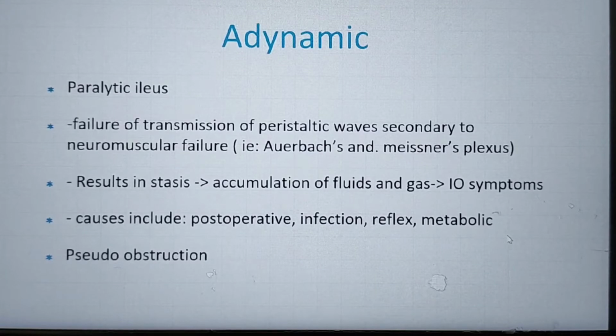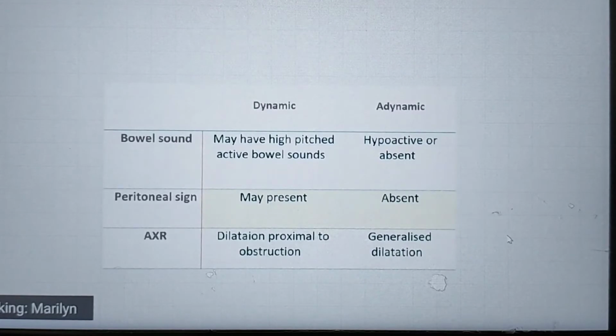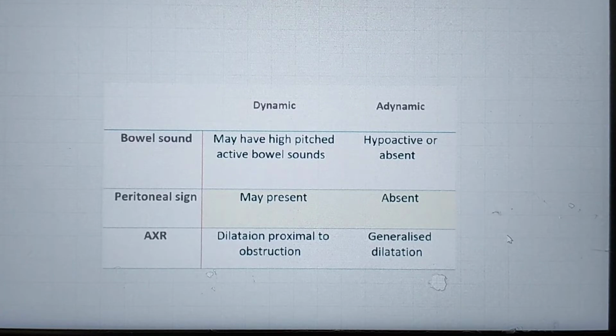Okay, so in differentiating dynamic and adynamic bowel obstruction, we can look at these parameters. For instance, in bowel sounds, those who have dynamic bowel obstruction may have high-pitched, active bowel sounds, while in adynamic bowel obstruction, they are hypoactive or absent. Peritoneal signs may be present in dynamic bowel obstruction but absent in adynamic. Based on investigation, on the abdominal X-ray you can see dilatation proximal to the obstruction in dynamic obstruction, while generalized dilatation is present in adynamic obstruction.